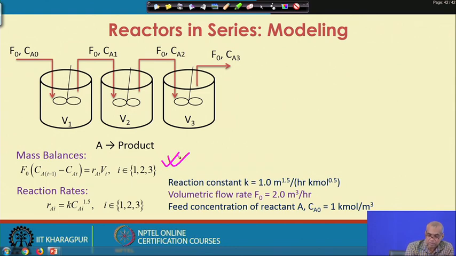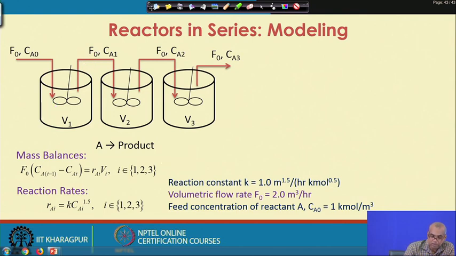So, mass balance equations, this is steady state operations. The amount of A that comes in to a reactor, minus the amount of A that goes out of this reactor, minus the amount of A that is consumed will be equal to 0.